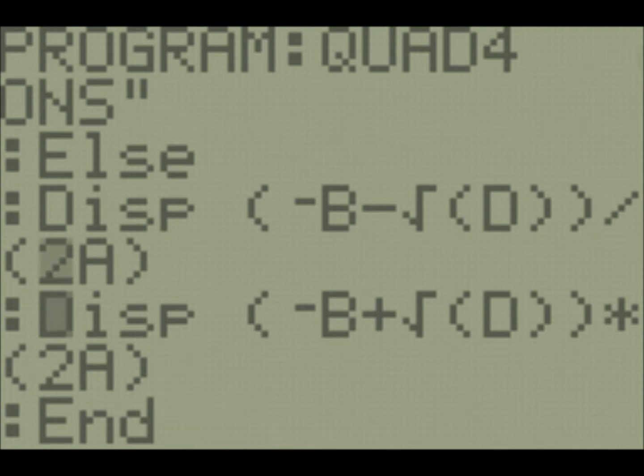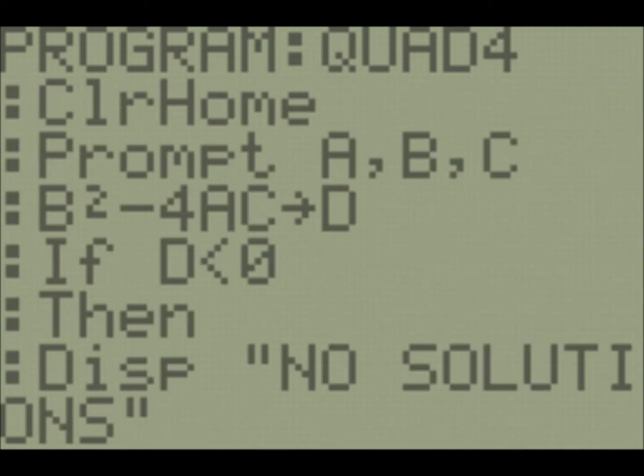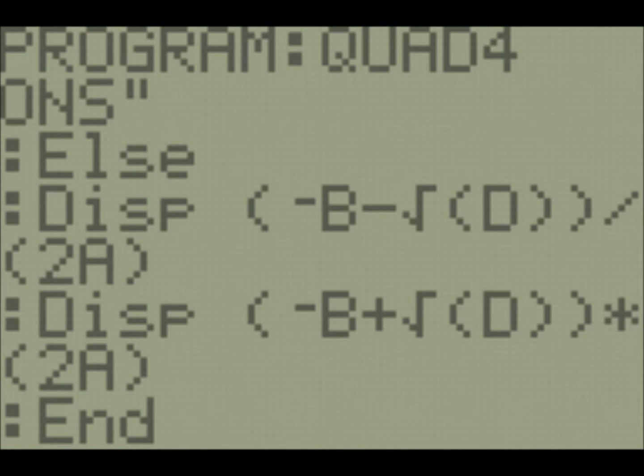So this is the first one. If you're still copying it down, you might want to pause it here. On the first page, we clear the screen, prompt for our variables, find our discriminant, and then we test our discriminant. If it's less than 0, there are no solutions. Otherwise, meaning it's 0 or greater, we want to display 2 solutions.